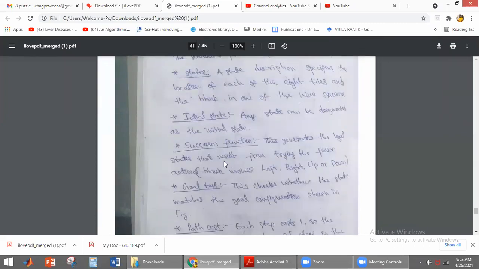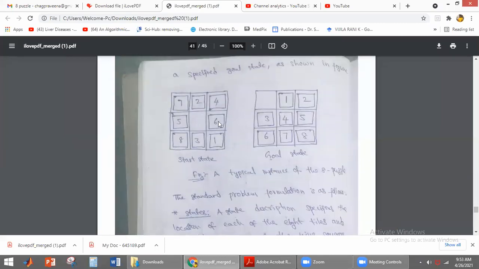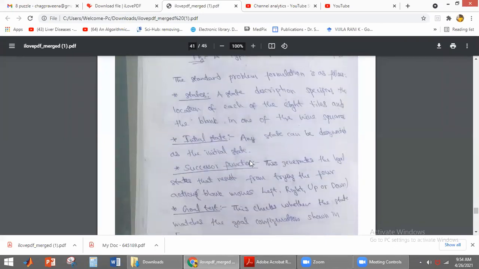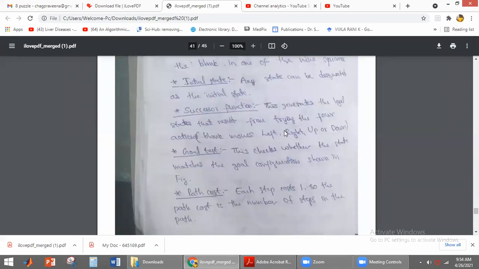Okay. Then what is the successor function? What is the state it is reaching by trying 4 actions? So what are the 4 actions it can take? Left, right, up or down. If it is trying any of these actions, what is the state it is reaching? That is called the successor function. Here, either 2 can move down, or 6 can move left, or 5 can move right. Then 3 can move up. These are the 4 successor functions. By performing these actions, what are the states it is reaching? Those are the successor functions.